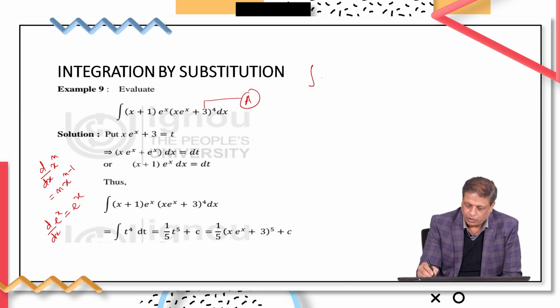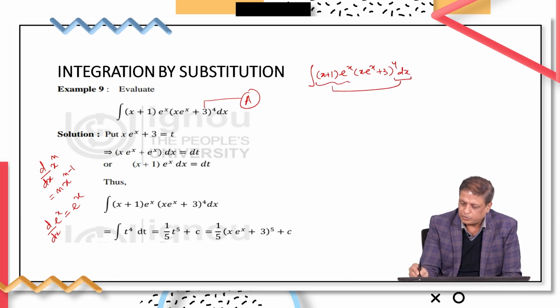So, integral of (x plus 1) e to the power x into (x e to the power x plus 3) whole to the power 4 dx will resolve to, because this entire expression is nothing but your dt. And what is this expression? This is t to the power 4. So, the entire expression gets resolved to t to the power 4 into dt.